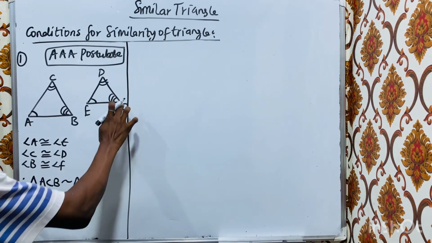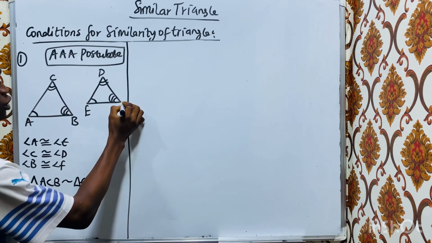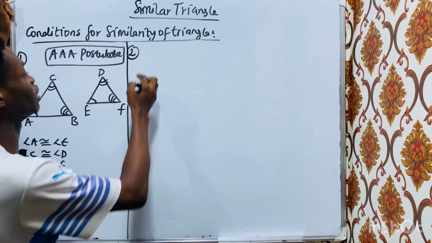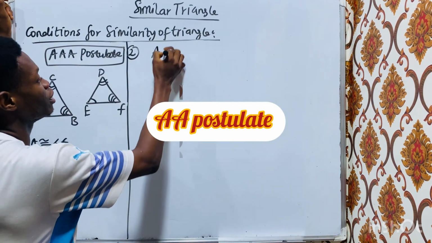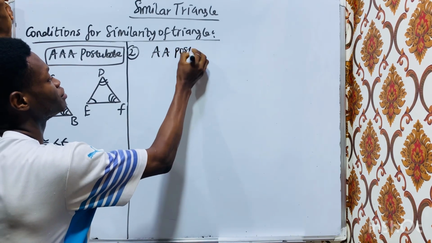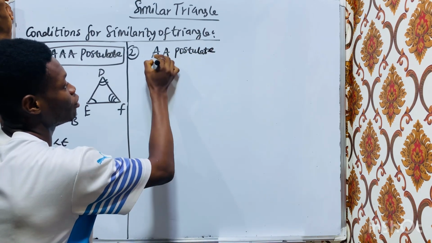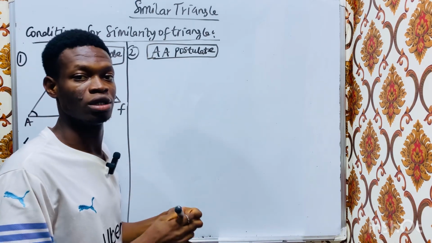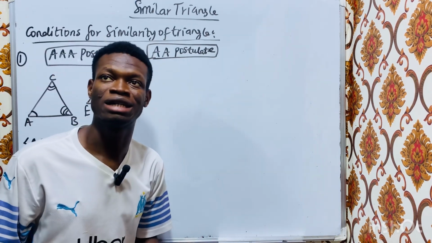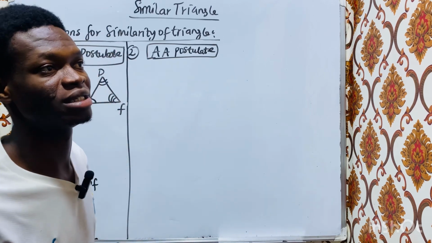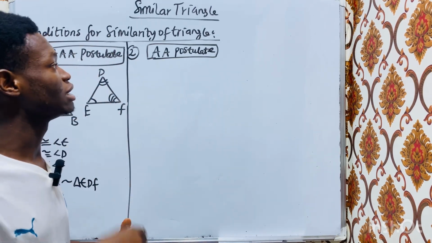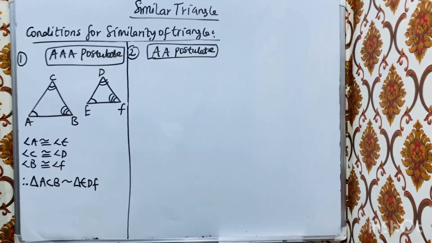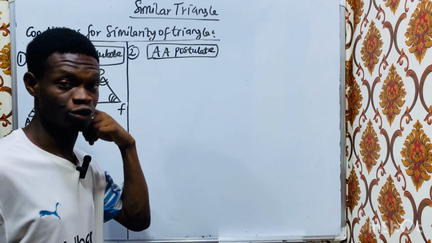You can use any of these conditions if you want to check for similarities of triangles. So the second condition is known as the AA postulate. This is the common one we know: if two angles of one triangle are equal to two angles of the other triangle, it follows that the third pair of angles must be equal, so the triangles are similar. I hope you can see it from there. This is the one we are conversant with.